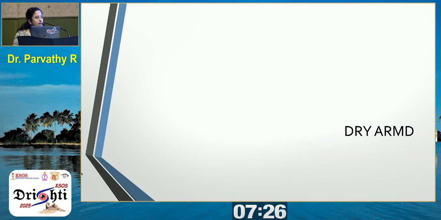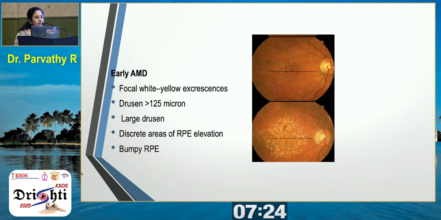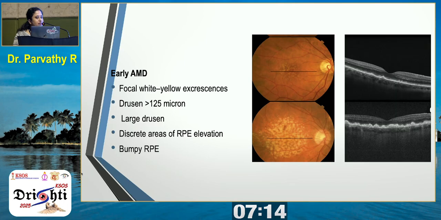So coming to dry ARMD. Dry ARMD is characterized by the presence of drusen, which are focal white-yellow excrescences, and usually these are large drusen, more than 125 microns. In OCT we will get discrete elevation of the RPE, and here in the second image we can see the bumpy RPE which is caused by the drusen, and these are hyperreflective.